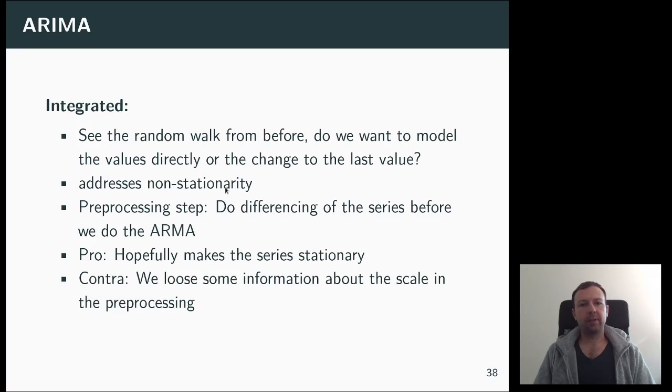And this is usually done to address non-stationarity. And it's more like a pre-processing step. So you basically just do differencing of the series, and then you just do the ARMA model, right? So the idea is, well, this differencing hopefully makes the series stationary, but the problem is we lose the information about the scale. So we lose some information in the modeling, actually.